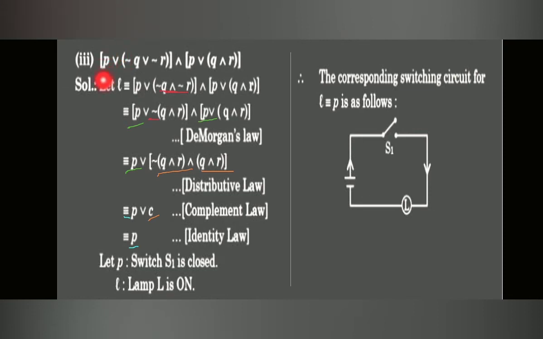See: (P ∨ ¬Q ∨ ¬R) ∧ (P ∨ (Q ∧ R)). Solution. Let L be equivalent to this. Write this statement down as it is. Now apply De Morgan's law. De Morgan's law, see again.